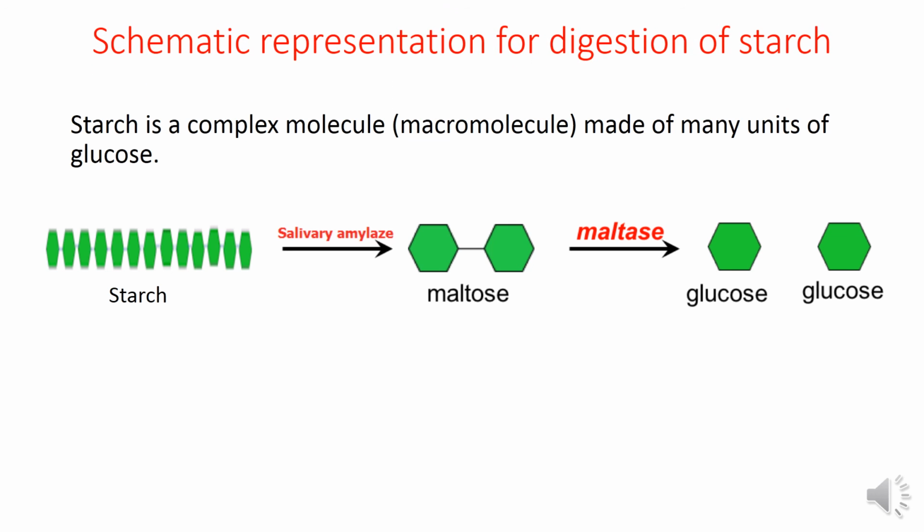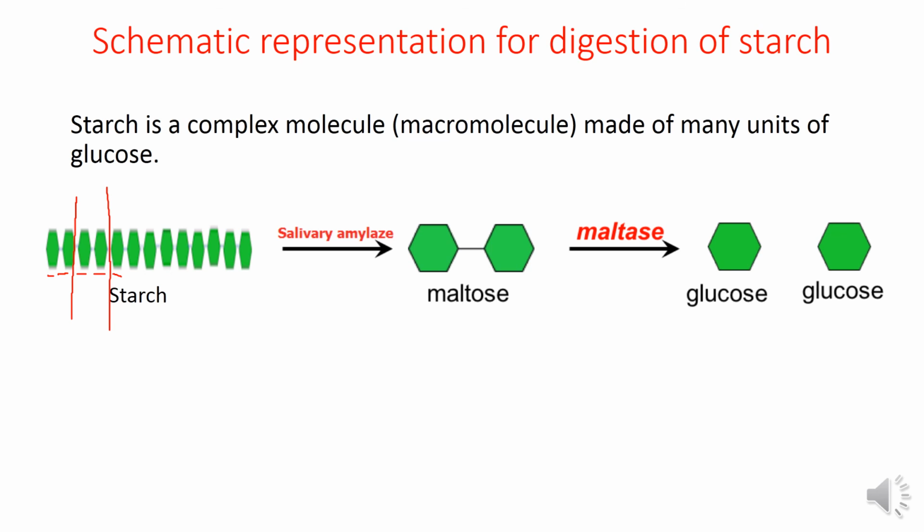This is a schematic representation for the digestion of starch. Starch is a complex molecule made up of many units of glucose. Here is a unit of glucose, here the second unit, so starch is a chain of many glucose units. In the presence of salivary amylase, the salivary amylase digests starch into maltose. This is the action of the salivary amylase. So starch in presence of salivary amylase gives maltose.